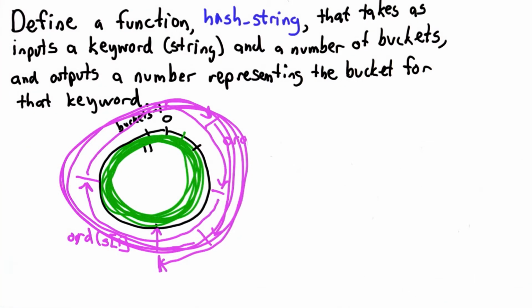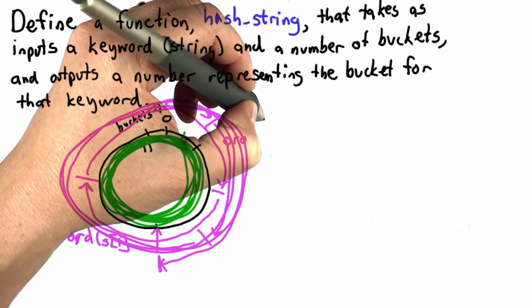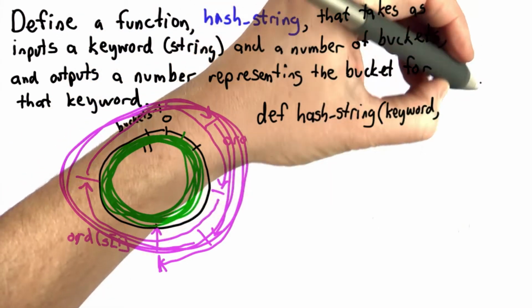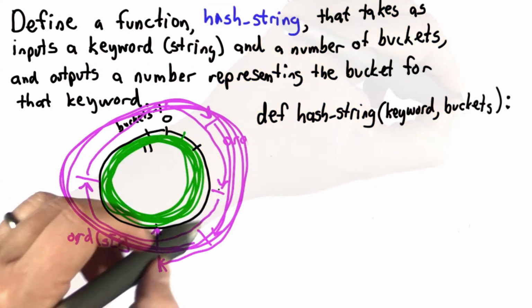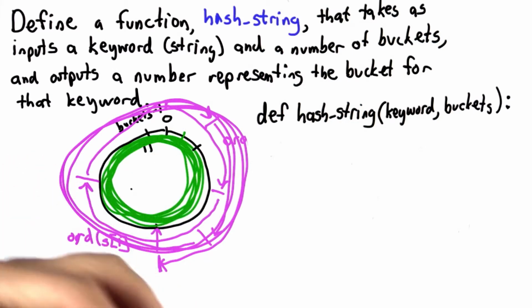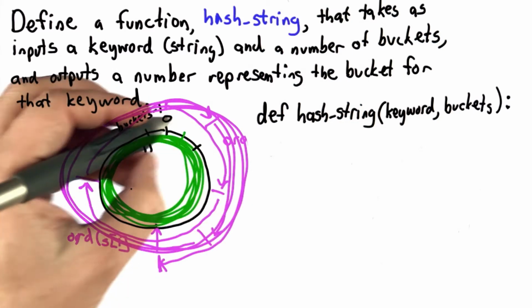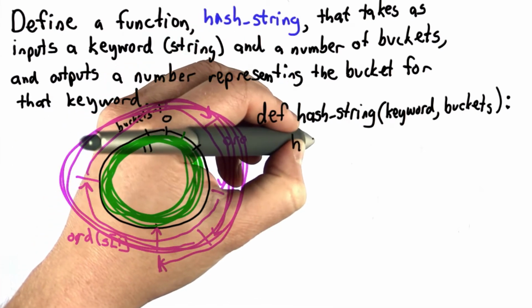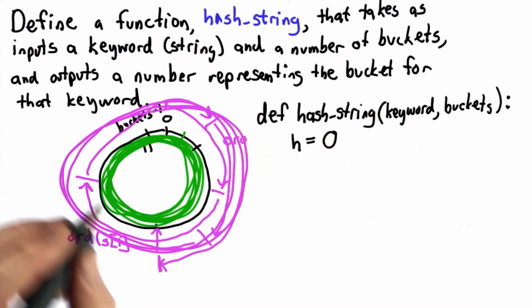So what we need to do is define a function. So we're going to define a function hash string, and it takes two inputs, the keyword and the number of buckets. And we're going to keep track of where we are in the circle. We need to introduce a new variable to do that. And we should start at position 0. So we'll initialize that variable. We'll use h to represent the hash, and we'll initialize that to 0.